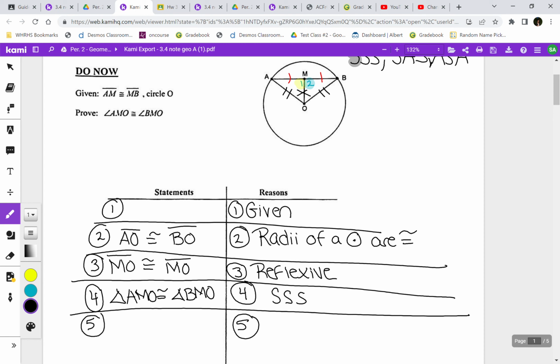All right, so now we can say angle AMO is congruent to angle BMO. Who knows the reason for this? That's it. CPCTC. Who knows what CPCTC stands for?